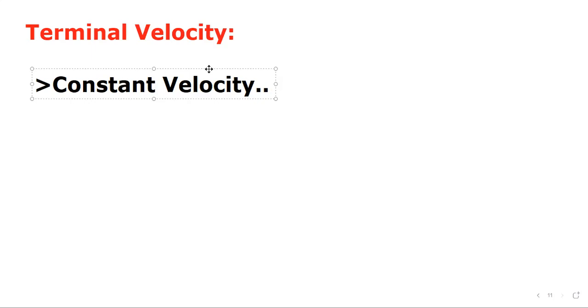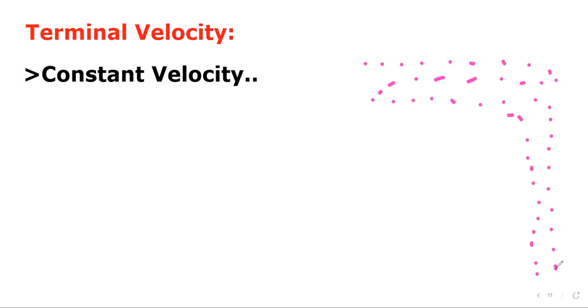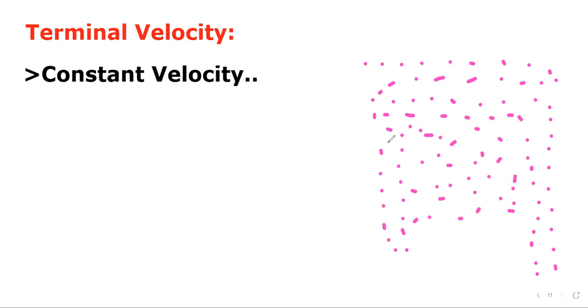Okay, when an object falls, initially its velocity is 0. But by the way, terminal velocity is in case of air friction. Okay, let me do something like this. Suppose this is air, and an object is falling through it. This is an object.